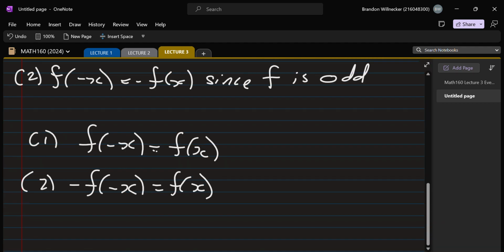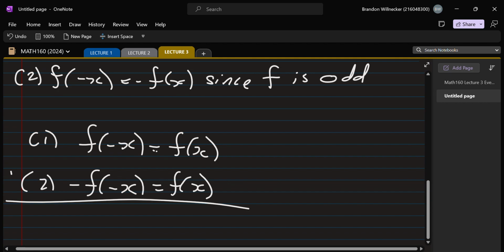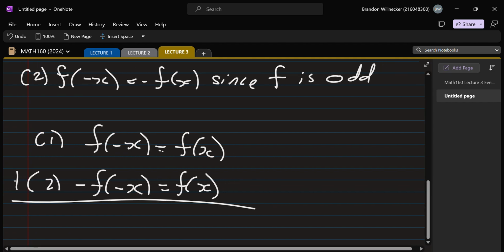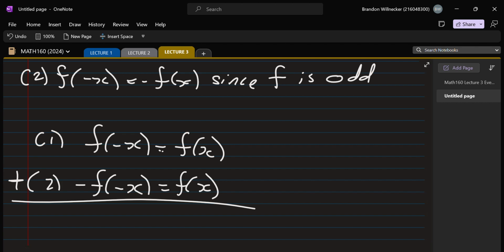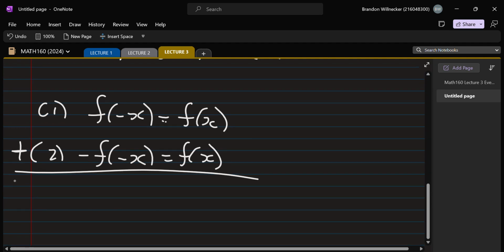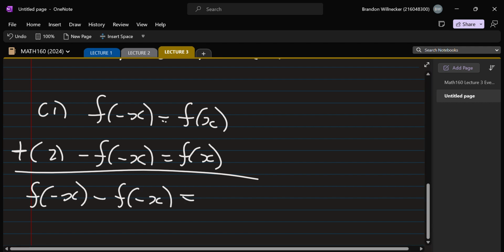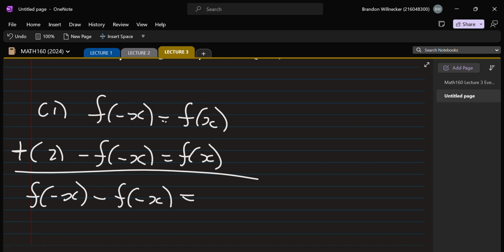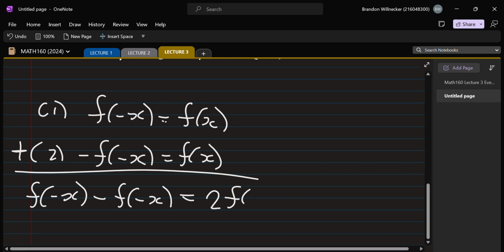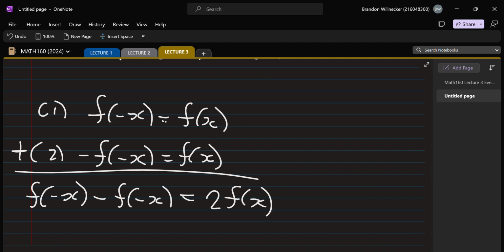Okay, now I'm going to take these two equations and I'm going to add them. Okay, how do we add equations? Well, we add the left-hand side, we add the right-hand side. So, adding the left-hand side, what do we get? f of minus x minus f of minus x. Okay, I hope you see where we're going with this. On the other side, f of x plus f of x, well, that's two of them.